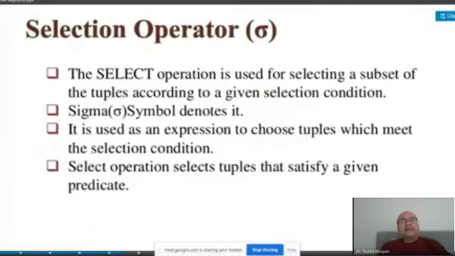To understand the first one, sigma, the diagram looks like this: a circle with a line on the top. This is called sigma. And in SQL there is a command called select. This sigma represents the command select.